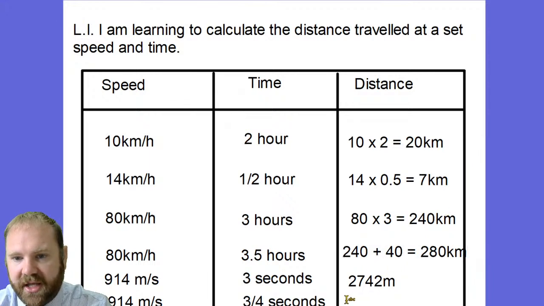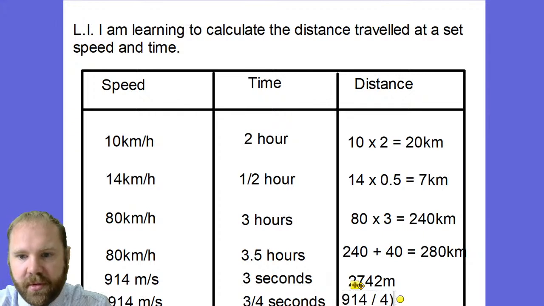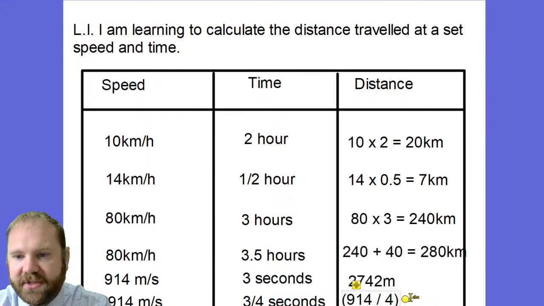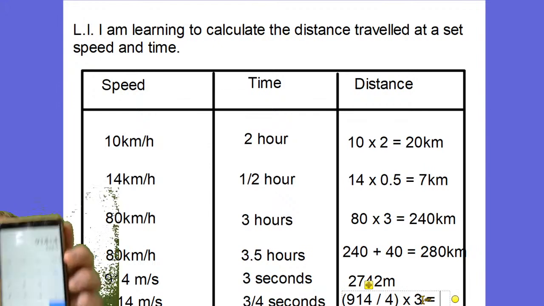And the last one here, this one's a little bit trickier. So what we're going to have to do is we're going to have to take 3/4 of 914. So in other words, we're going to take 914, divide it by 4, like so. But then we're going to have to times our answer by 3. So let's look at that then. So 914 divided by 4. Well, that's 228.5. Don't know if you can see it there. Maybe.